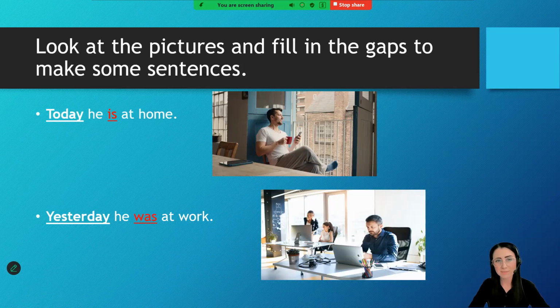Take a look at this. We use the verb to be to speak about places. I am at home. He is at home. We are at home. And this is present tense, today. But when we speak about past, yesterday, we use the same verb to be, but it changes to was.